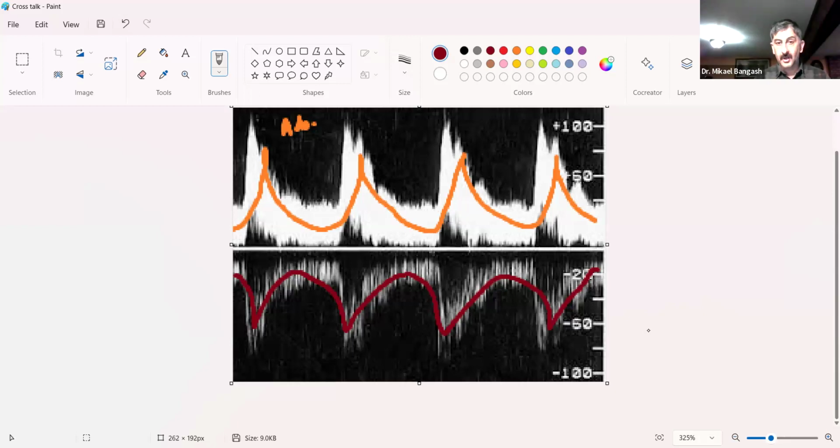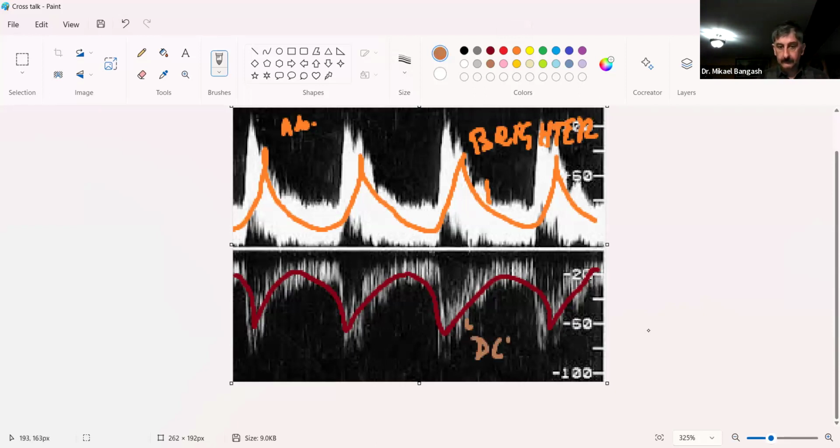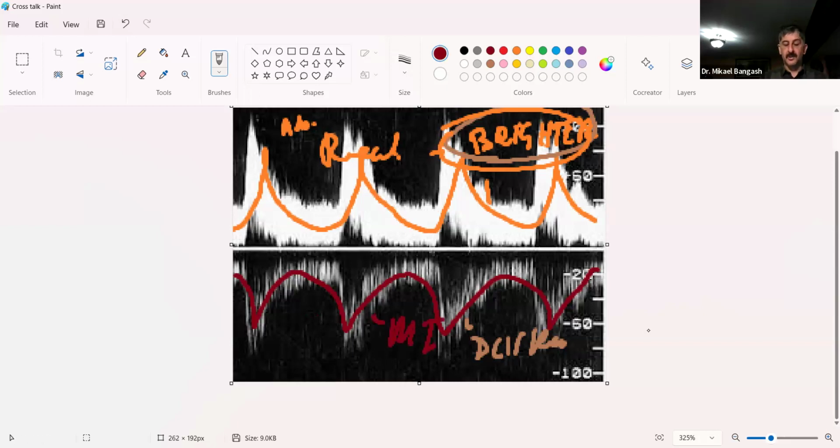That is determined by the brightness. Since we see that this one here is brighter than this one here, that makes the brighter one the real Doppler shift, whereas this one here is just the mirror image or crosstalk.